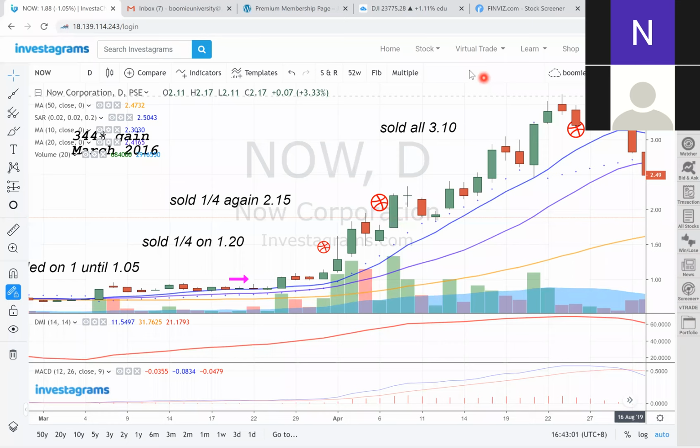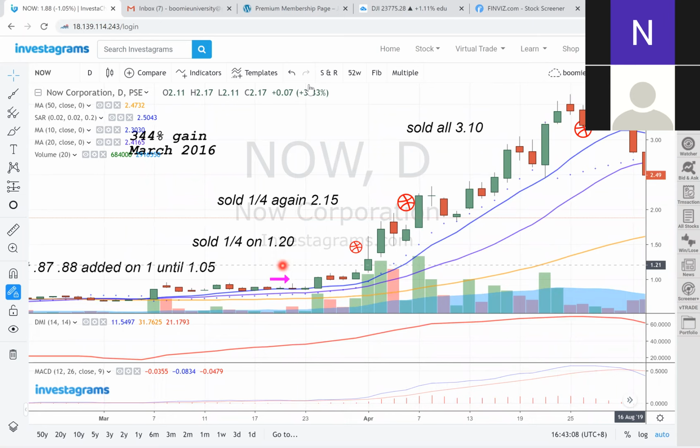Yes, sir. While I was doing all this, I was holding my core position below 1. That is the core position that I sold in 1/4 at 120, 1215, 310. I sold all of that. But along the way, this is the momentum setup, my favorite. I also traded it. I had a trading position, bought here, sold here. Then it pulled back, bought here, sold here, then bought here, sold here. But that is a separate trading position apart from the core position that I have here. And then I sold all here.